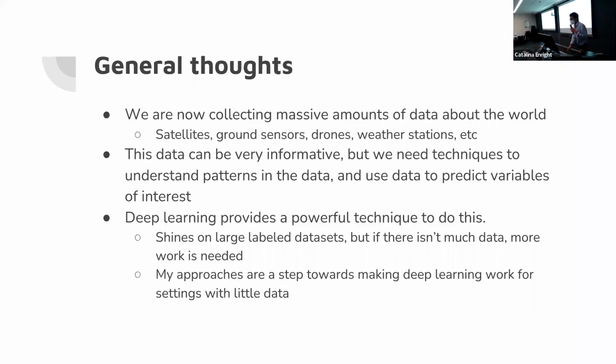So basically, just a few general thoughts. We're now collecting massive amounts of data about the world from satellites and ground sensors and weather stations and so on. So in order to make sense of this massive amount of data, we need techniques to be able to understand patterns in the data and then be able to predict things about the world. So deep learning can provide a valuable technique to do this. And it often shines on large labeled data sets. But if there's not enough data, then more research work is needed. And my approaches are a step towards this direction.